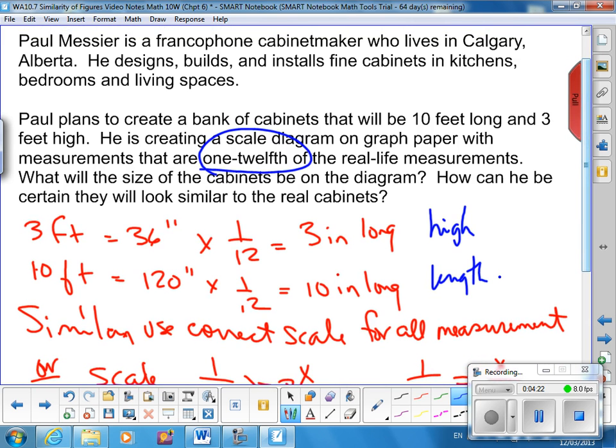Similar, use the correct scale. So how do you know they're similar? You use the correct scale for all measurements. So you actually have to be careful to measure correctly. You're going to use a ruler and measure 3 inches and 10 inches to make sure that they are similar.